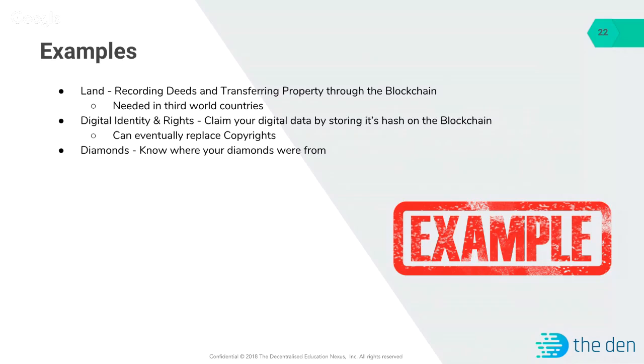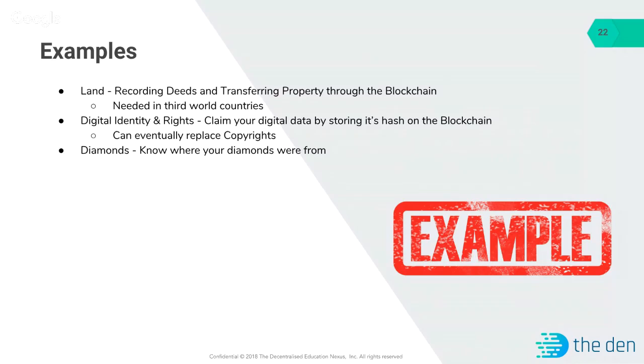Another use case is tracking goods. So Hyperledger is currently being used to track diamonds, and so they just say, okay, when a diamond is mined, we put it on the blockchain, and we track it from wherever it's mined to wherever it's eventually sold, and that way the consumer can know, hey, I didn't get a blood diamond.